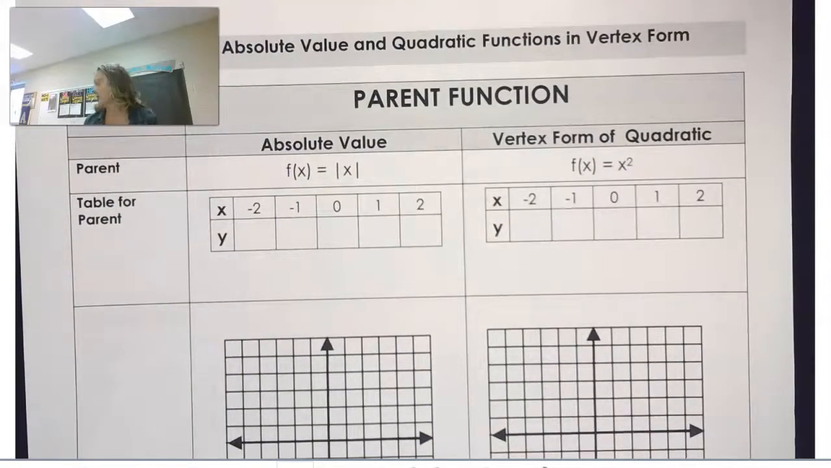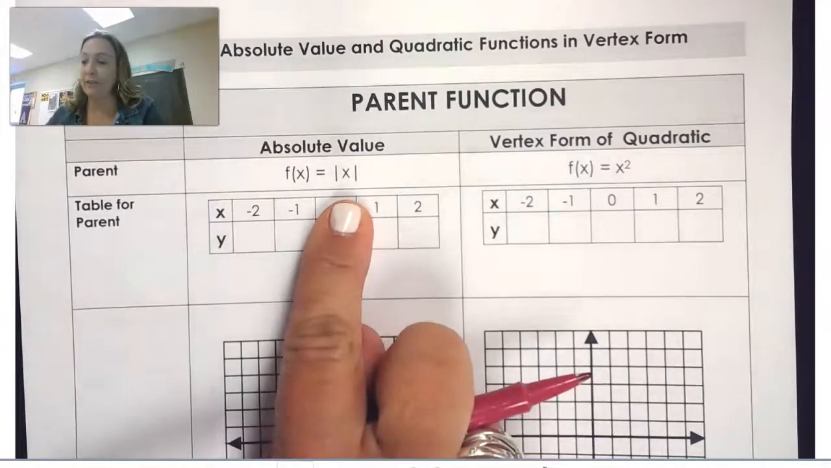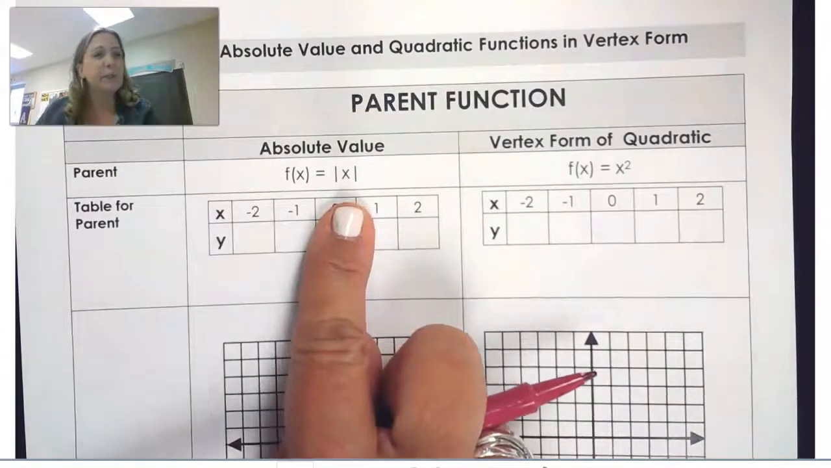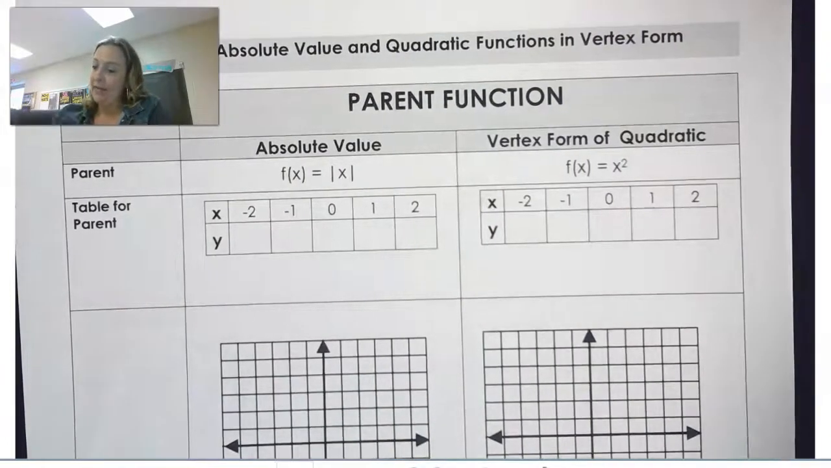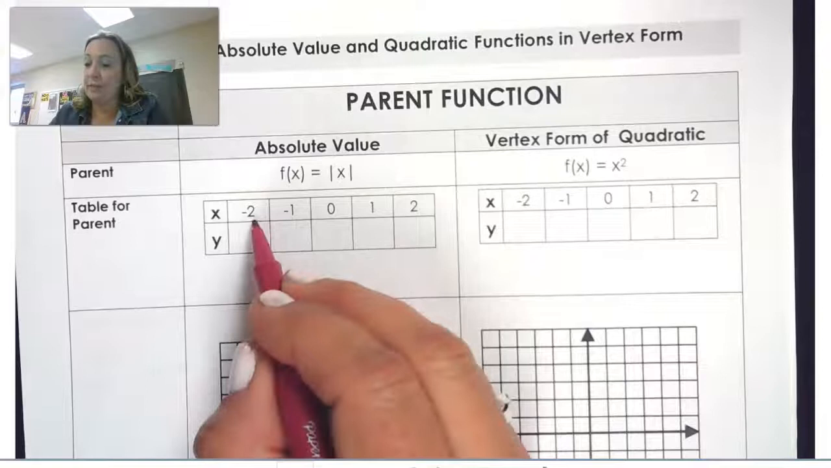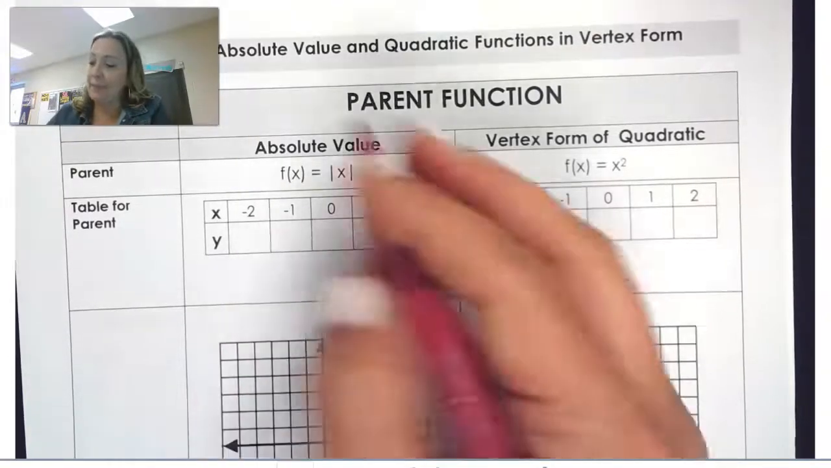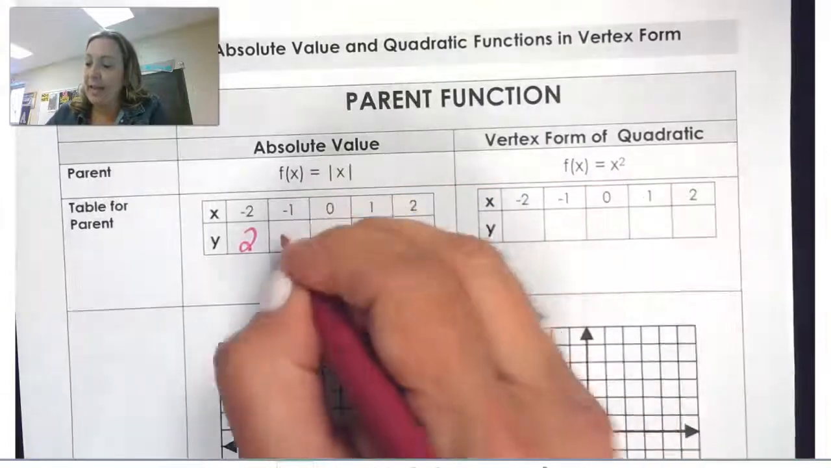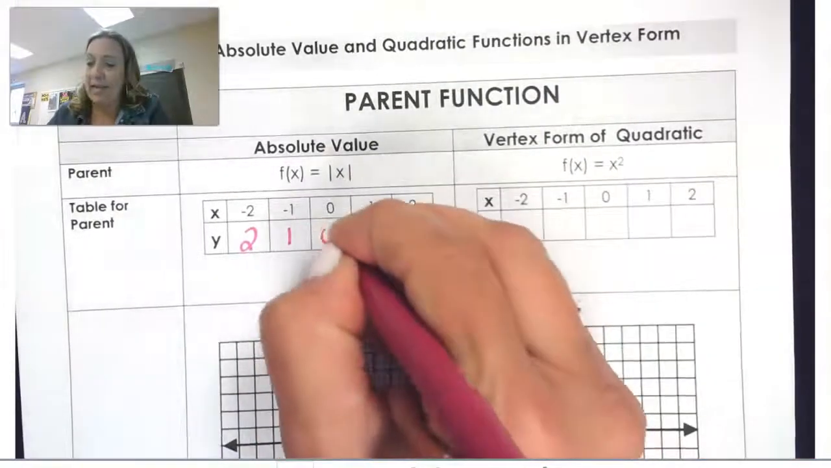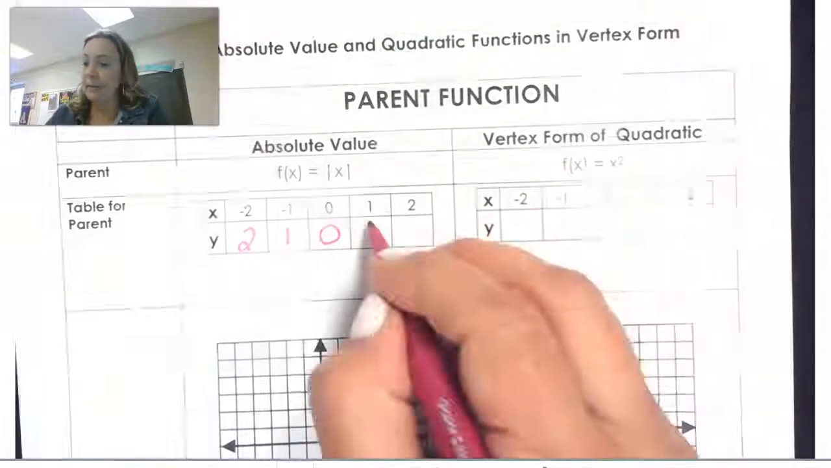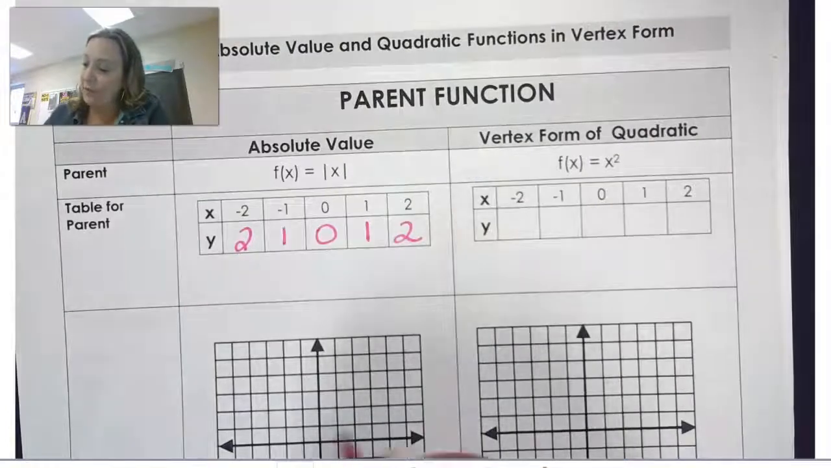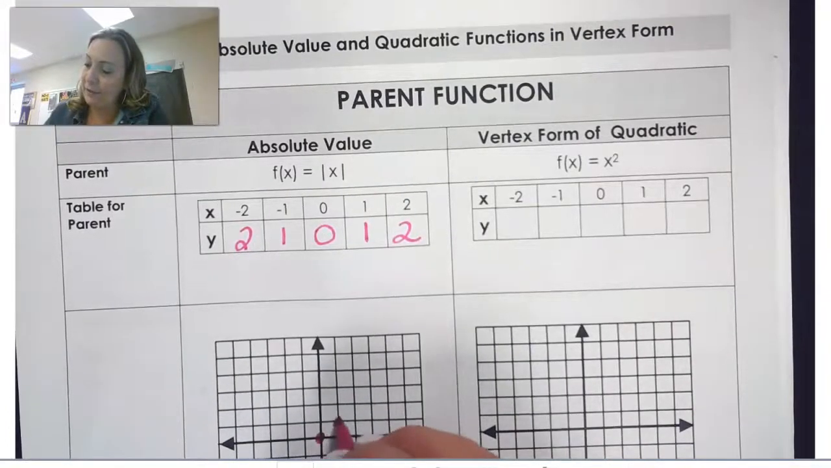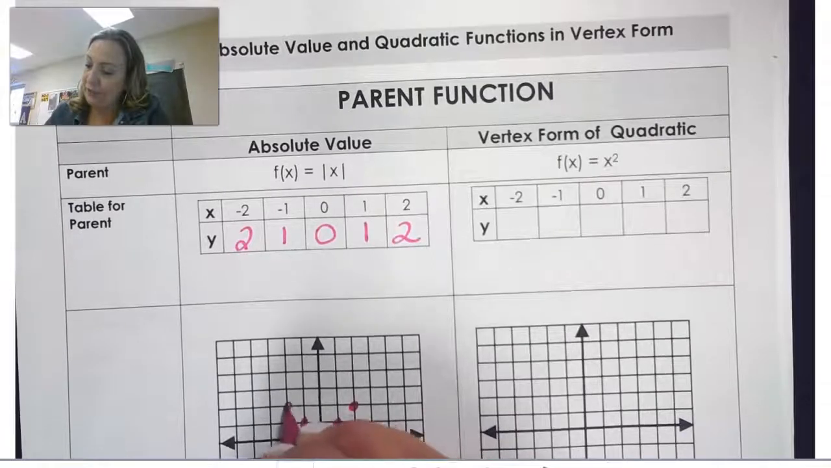We've spoken about the absolute value function. We know that our absolute value function, the parent function, which is the very simplest function that we could have for that, is f of x equals the absolute value of x. And if we substitute these values into the table, the absolute value of -2 is 2, absolute value of -1 is 1, absolute value of 0 is 0, absolute value of 1 is 1, absolute value of 2 is 2. And if we plot these points, we get this V-shaped graph.